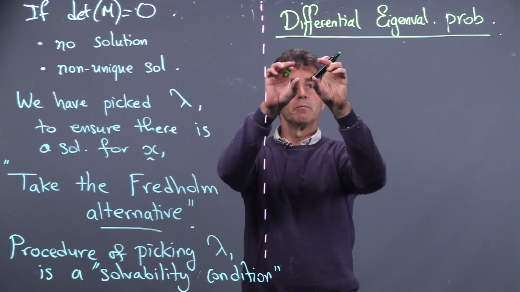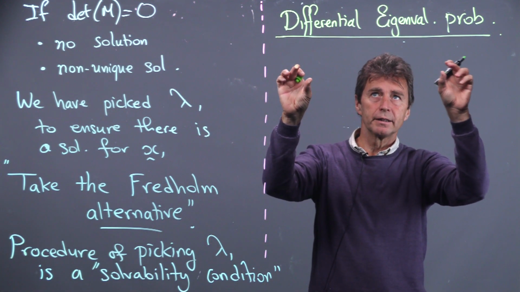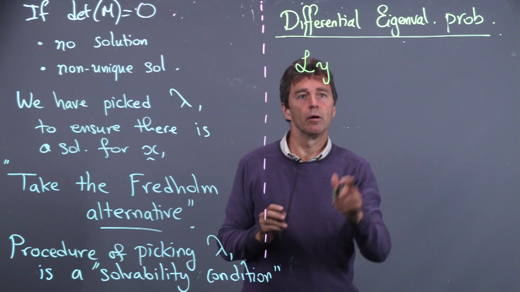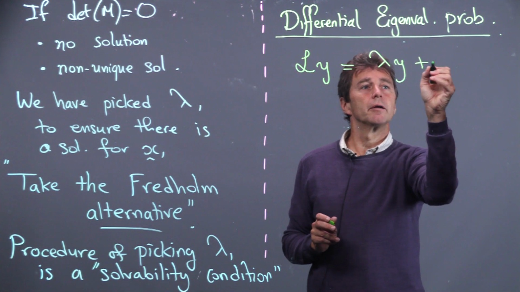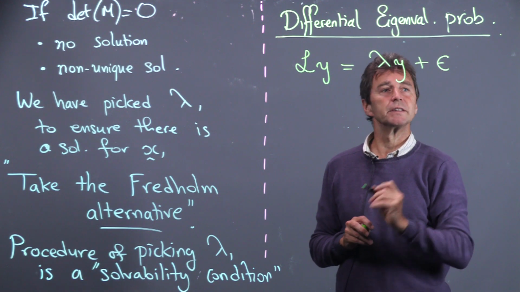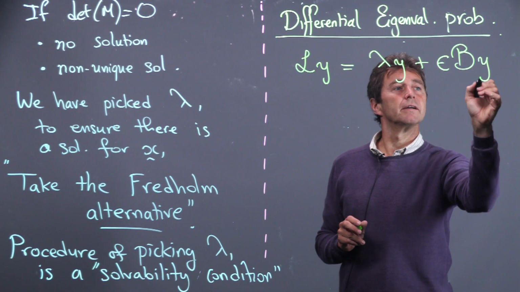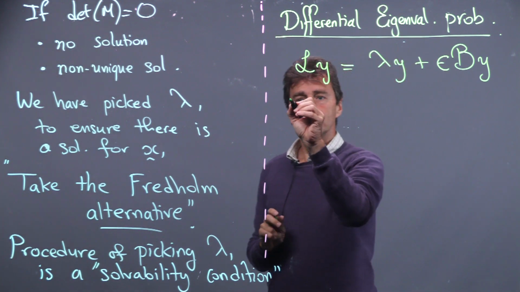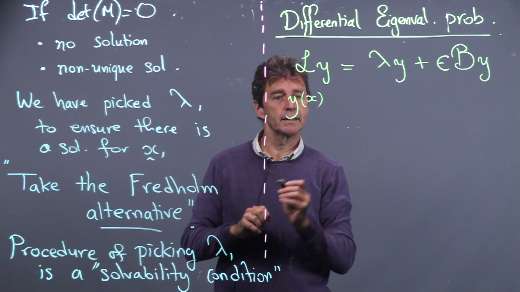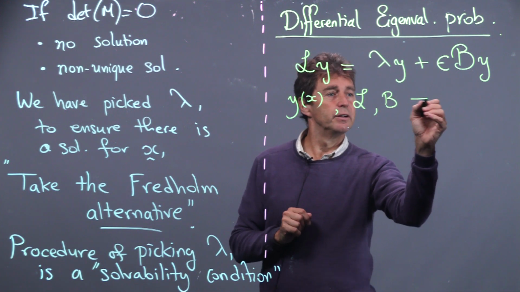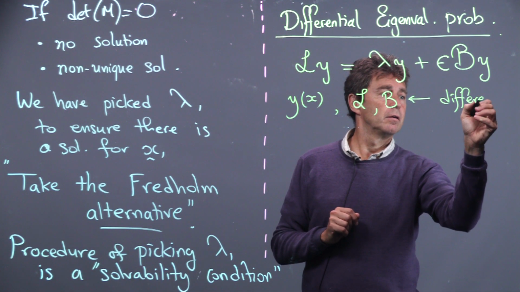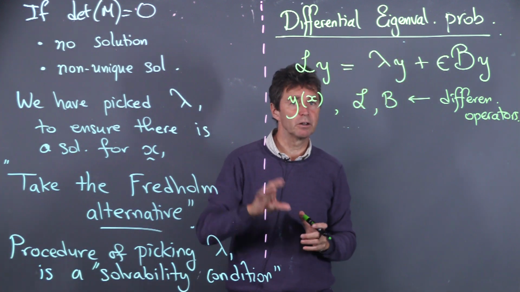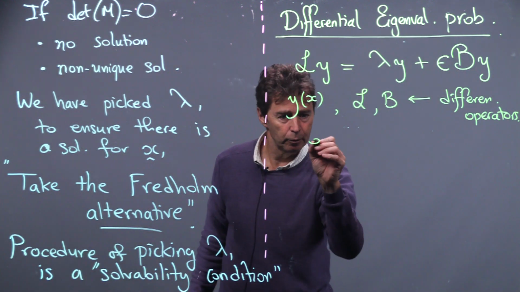Previously we had a matrix times x equals lambda x plus a perturbing term. So here we go again. I've got Ly equals lambda y, and then I'm going to have a small term that's perturbing this. So I'll write that like this. I'm now solving for y and lambda, and y is a function of x, and L and B are differential operators. So we can apply the whole technology to this particular problem, and I'm going to do it for a particular example.